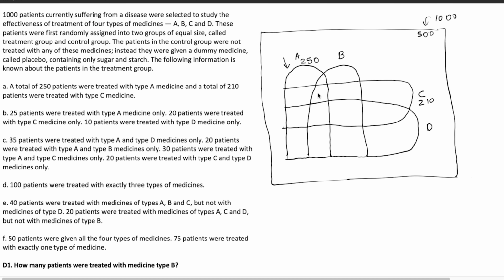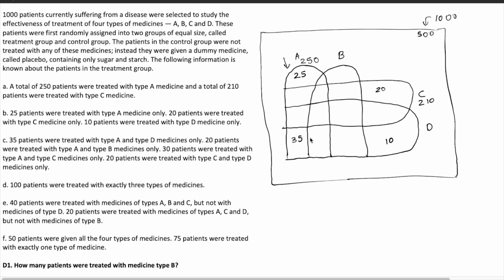Second point, 25 patients were treated with type A medicine only. So this partition which does not include B, C or D represents A only. So 25 we will write here. 20 patients were treated with type C medicine only. So this portion represents C only, 20 here. 10 patients were treated with type D medicine only. So 10 here. The next point, 35 patients were treated with type A and type D medicines only. A and D only is represented by this partition. So we will write 35 here.